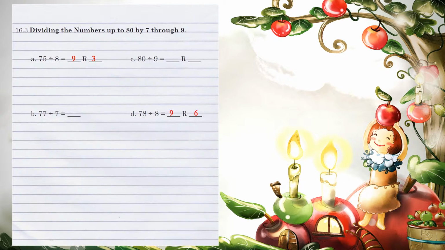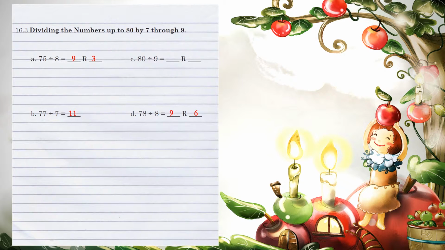Unit 16.3, dividing the numbers up to 80 by 7 through 9. Let's look at example A. Nope, let's look at example B. 77 divided by 7. What number can I multiply times 7 that's going to give me 77? The answer is 11.